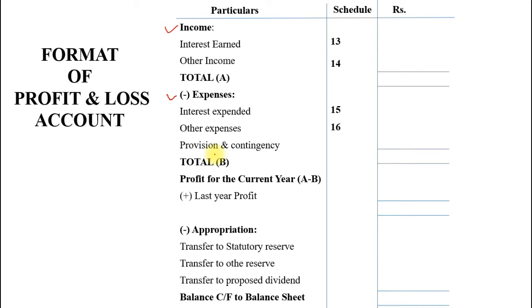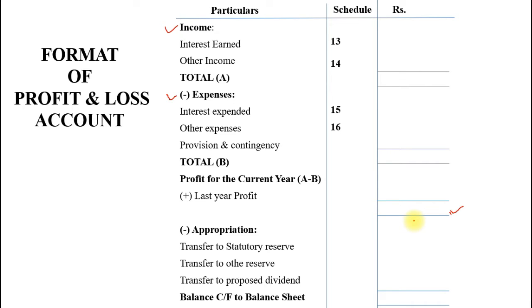Once you minus your income with your expense, you will get profit for the current year. That is A minus B. Add last year's profit if any, and that will give you your profit. Now from that profit, you will minus appropriation, which is basically transfer to statutory reserve, transfer to other reserves, and transfer to proposed dividend, if there are any transfers given. So from the profit, when you minus your appropriation, we will get our final answer as balance carried forward to balance sheet. Okay. So this is basically the format of your profit and loss account.